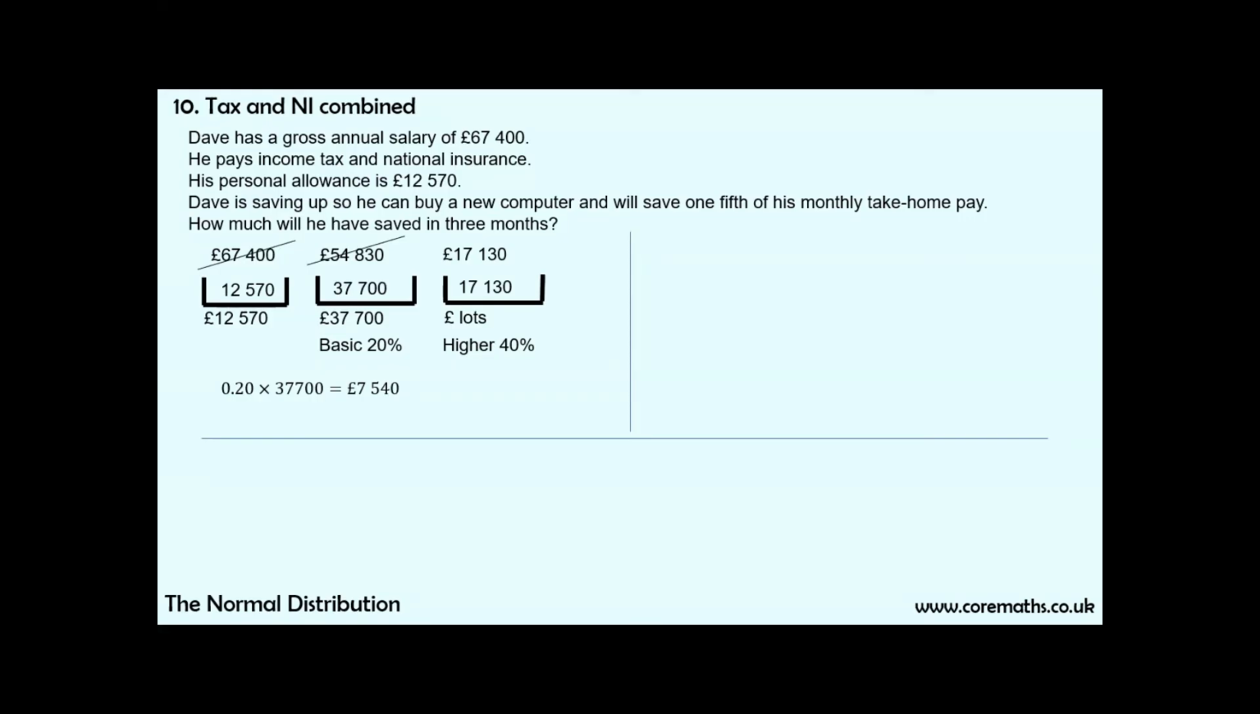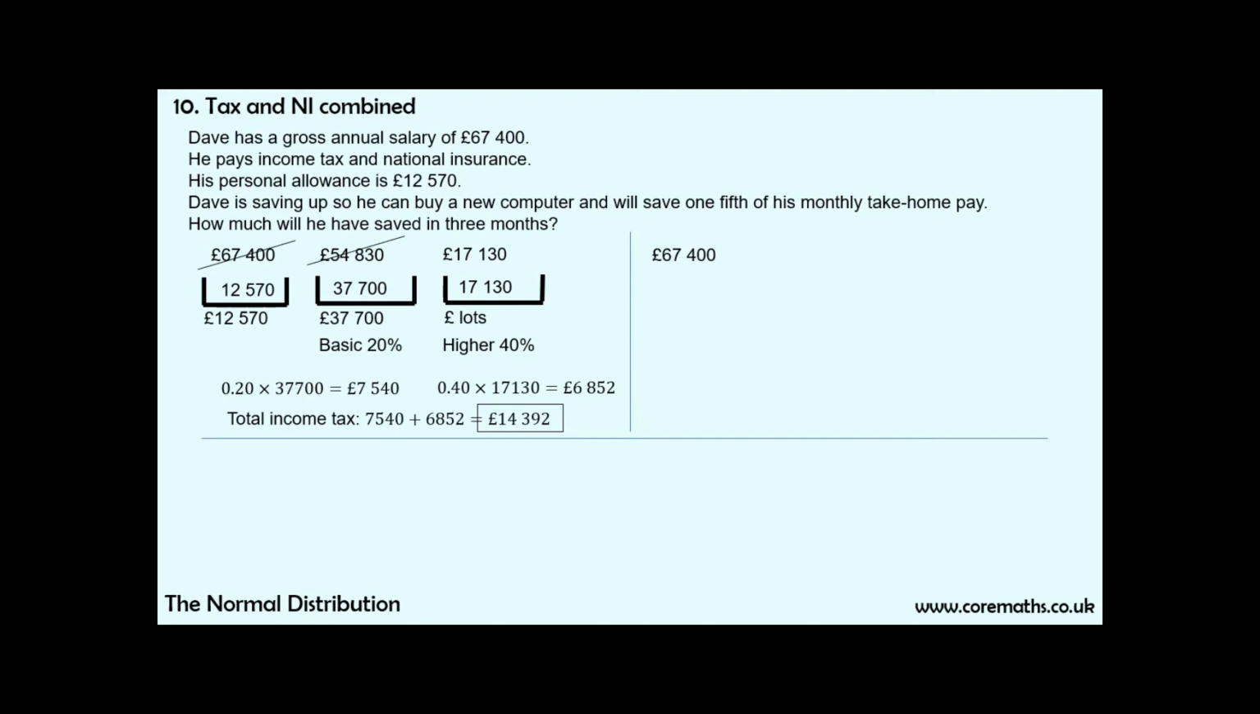7,540. That number will come up a lot. Whenever anybody goes into the higher bracket, then their middle bit, the 20% bit, will come out as that. And the higher one, 0.40 times 17,130 in this case. Adding those together to give me a total income tax. I recommend putting a box around that. You're going to want to be able to find it for later on.